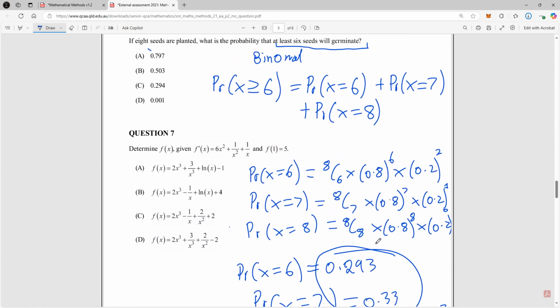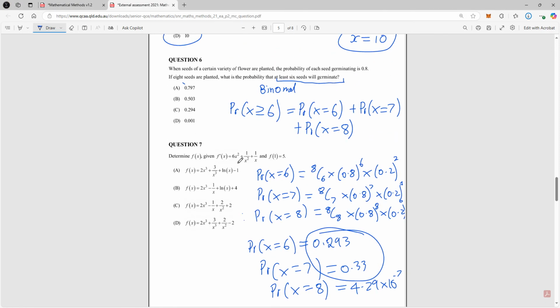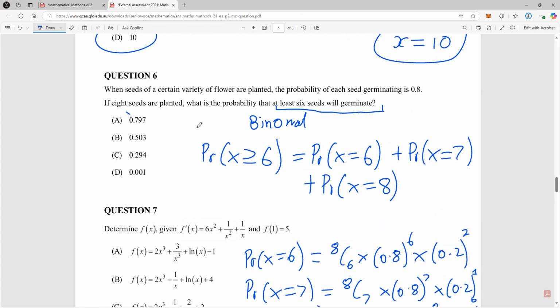Now let's add them together. 0.293 plus 0.33 is 0.62. That doesn't match any of the answers here, so I'm just going to double check my working. Give me one second.